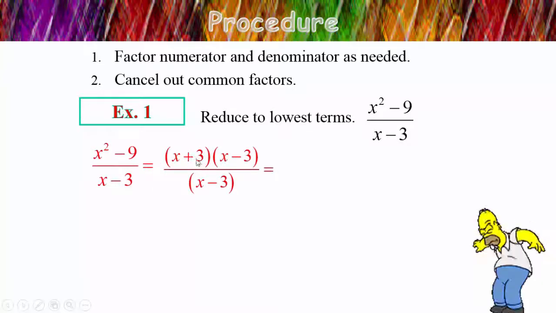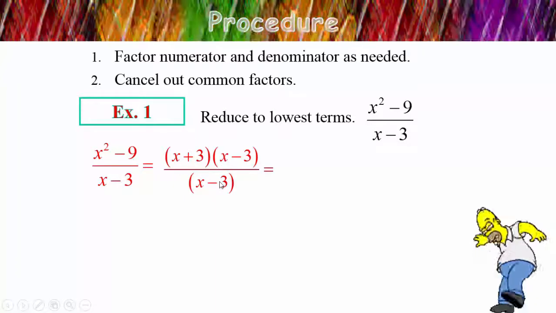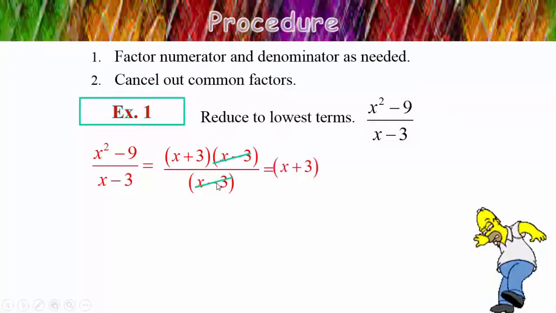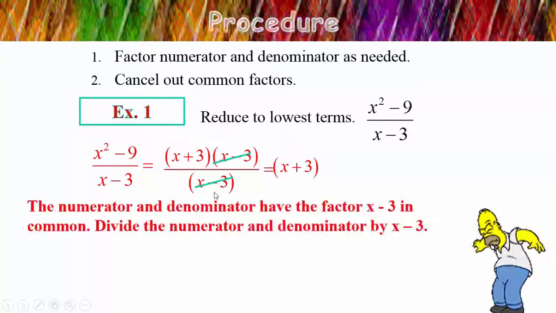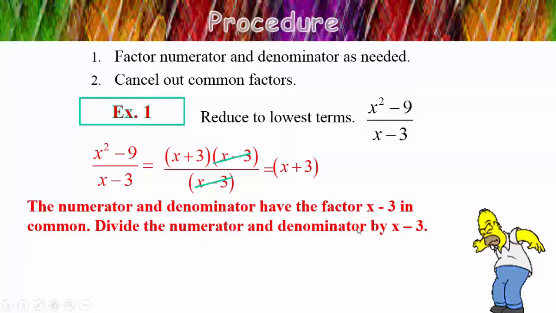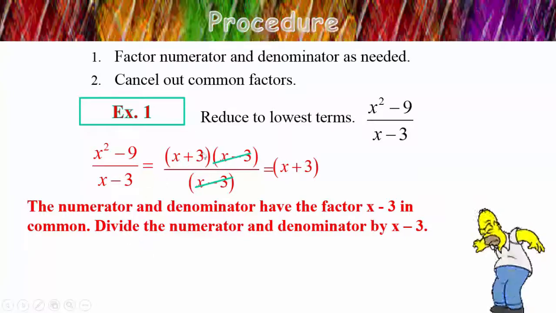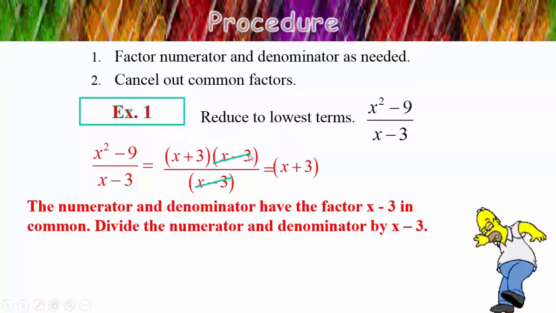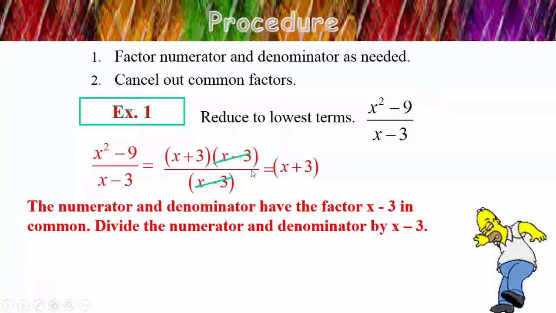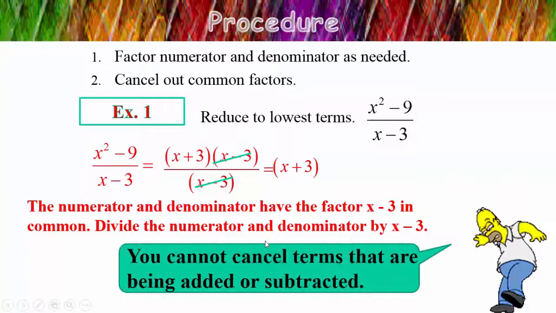And here we have x plus 3, x minus 3 over x minus 3. And now we can cancel out the x minus 3's to get x plus 3. So the numerator and denominator have the factor x minus 3 in common. And when we cancel this, it's equal to 1. So x plus 3 times 1 is equal to x plus 3.